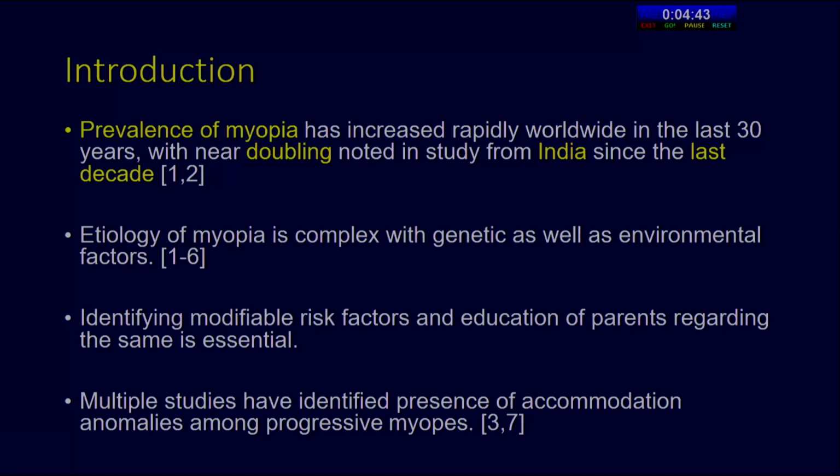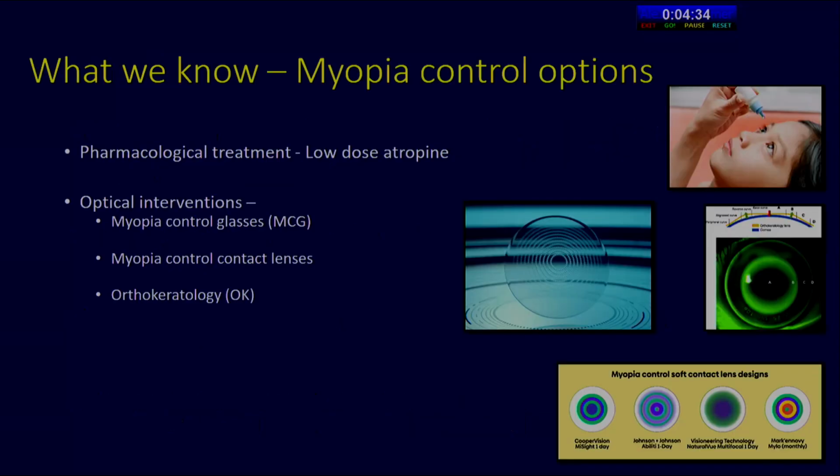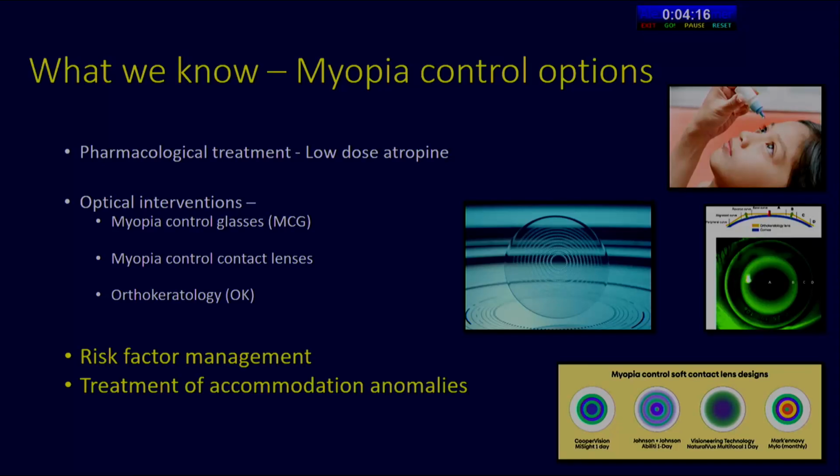So we all know that myopia is increasing not just in our Far East Asian countries, but increasing in India as well at a very rapid pace. We have a lot of myopia control options, as in low dose atropine, myopia control glasses, but we still see in our clinic every day that there are children who fail to respond to any of these treatments. So are we forgetting something very basic? In my paper today, I'm going to talk about risk factor management and the treatment of accommodation anomalies in these children.